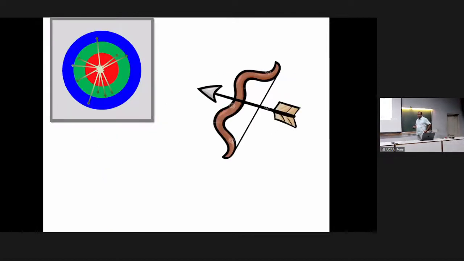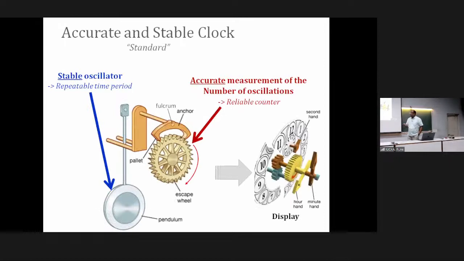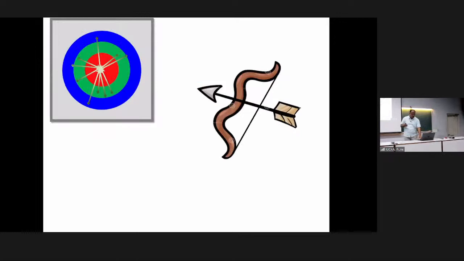Okay. Now there is another thing which you have to understand. Here, I have introduced two things. One is called stability, and the second thing is accuracy. Does anyone know what the difference between these two things is? Let me just explain. Let me explain pictorially.